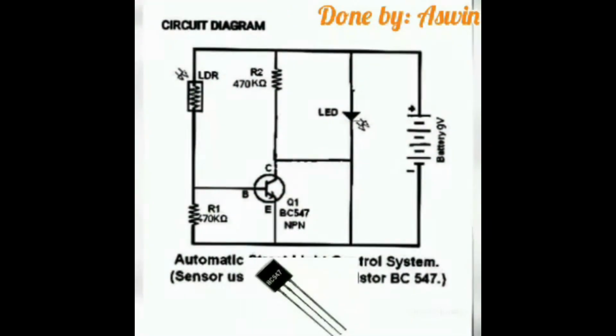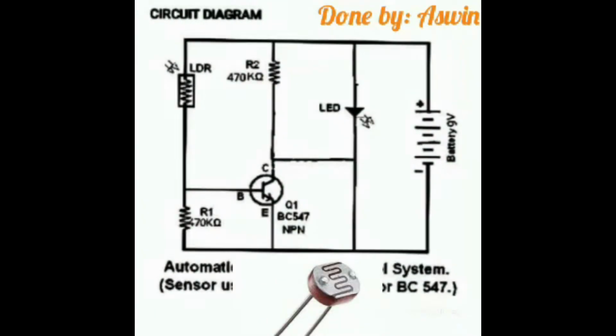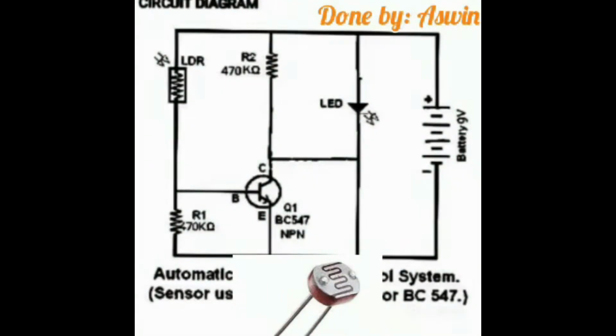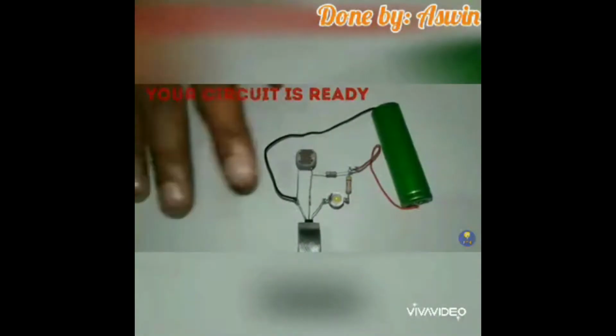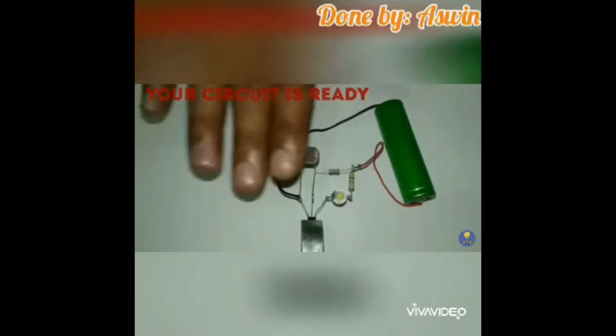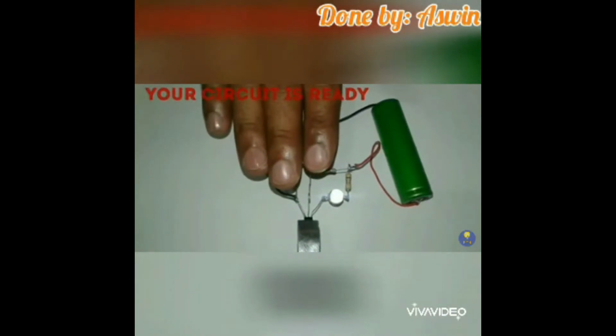As you can see on the screen, this is the image of the LDR, light dependent resistor. And finally, this is how it works. When we block the light falling on the LDR, you can see that the LED glows. When the light falls on the LDR, the LED will be off.